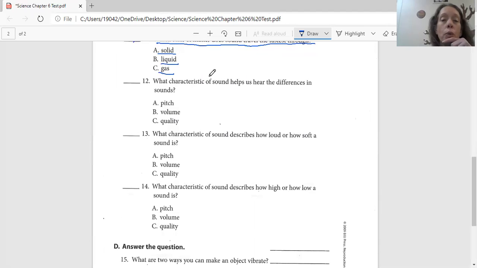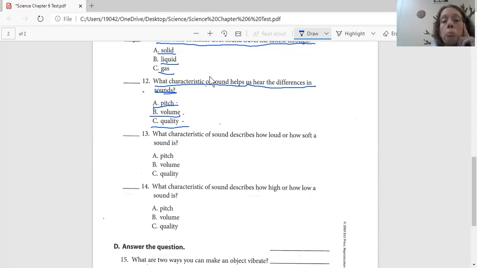Moving on to number 12. Our choices for number 12 are pitch, volume, or quality. And the question says, what characteristic of sound helps us hear the differences in sounds?